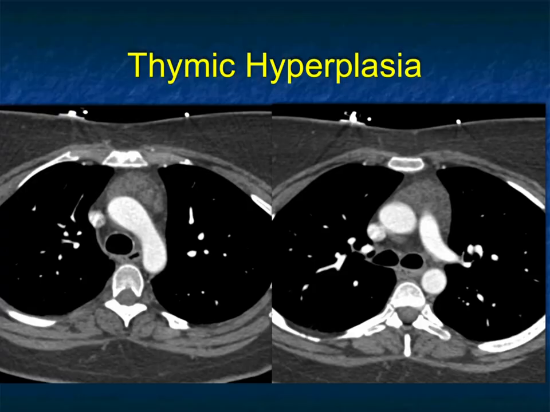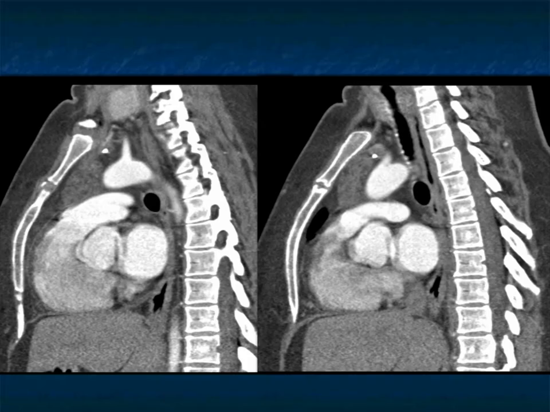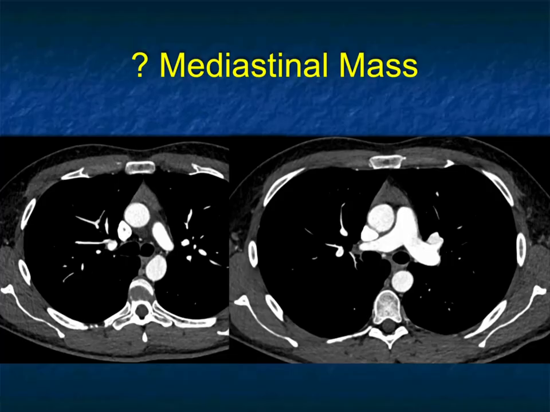Another example here, this patient was about 20-ish. Again, kind of arrowhead shaped, low density, some fat within the process. So again, you've got to be thinking thymic hyperplasia. There it is nicely on the coronal view, nicely seen sitting there on the sagittal view as well. And a great example of thymic hyperplasia.